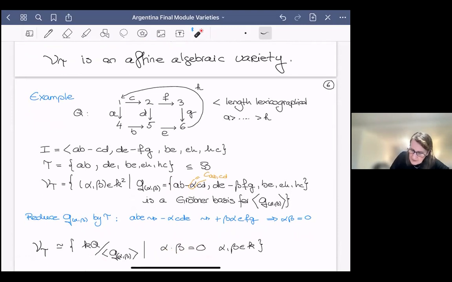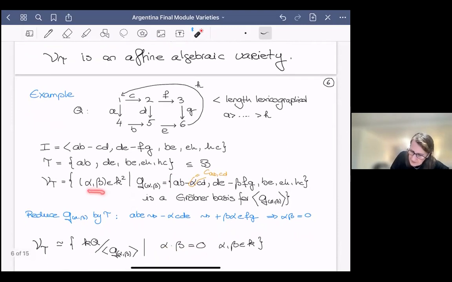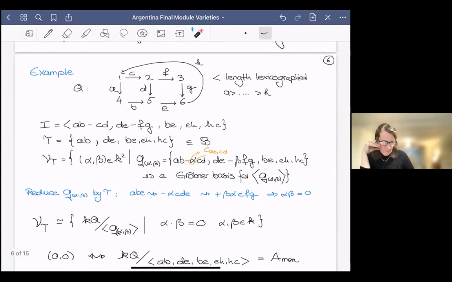And then how do I see that the points in the variety correspond to algebras? Well, each alpha beta gives a unique G alpha beta, and this G alpha beta generates a unique two-sided ideal, and then the points are in bijection with the quotient of the path algebra by that two-sided ideal, and we only take those such that alpha beta is equal to 0. So these varieties are not necessarily the whole affine space, but they're also not always trivial.